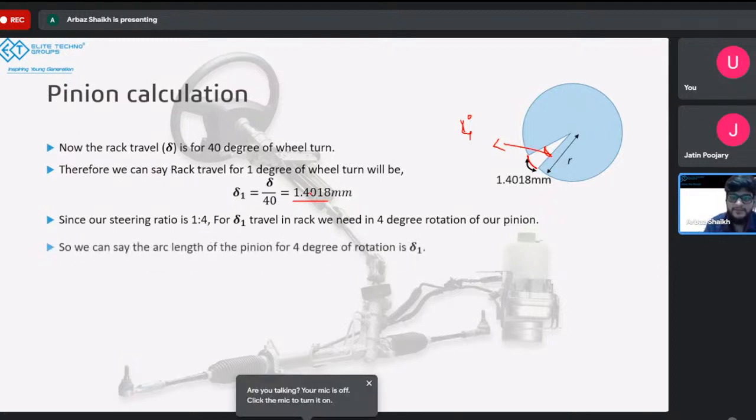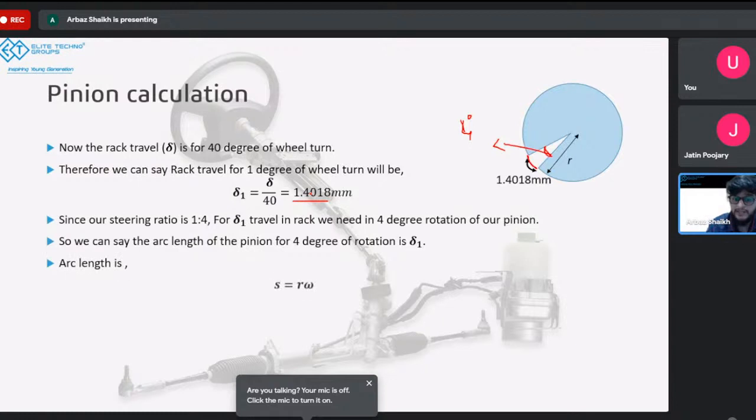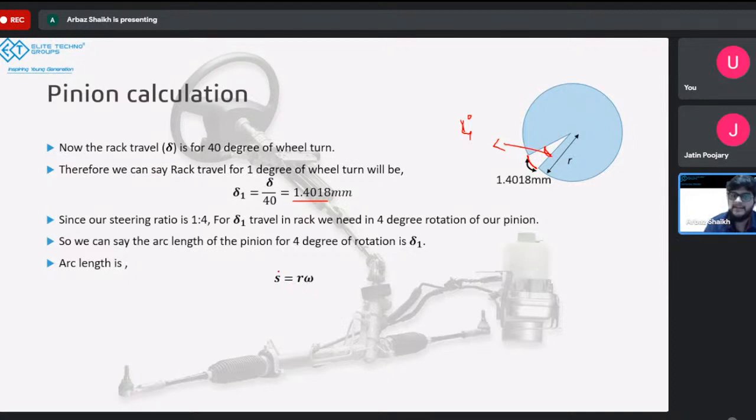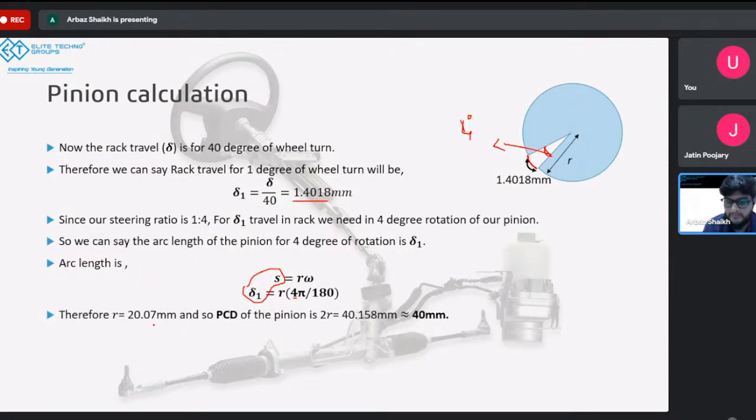We can calculate that using the formula for arc length, which is usually written as S equals R omega, where S is the arc length, R is the radius, and omega is this angle, which is 4 degrees. In our case, the arc length is delta 1. R is unknown, and omega should be written in radians, so we multiply our 4 degrees by pi by 180 to convert it into radians. With that, we get R to be 20.07 mm.